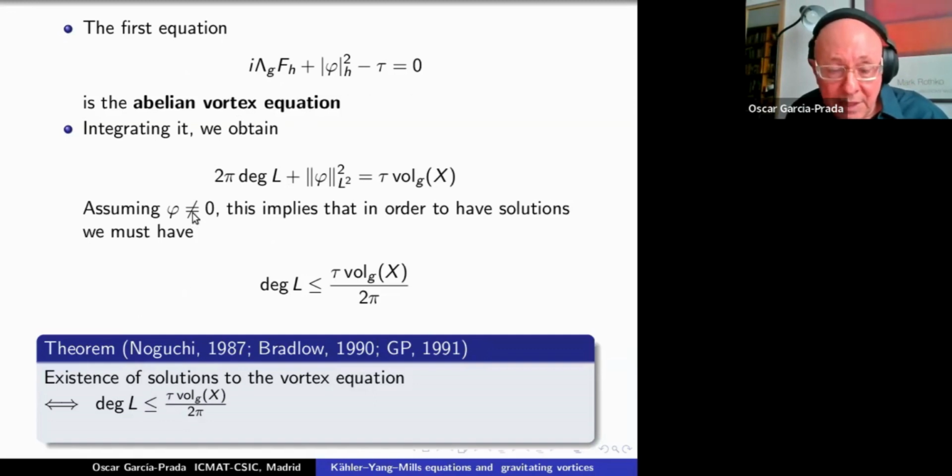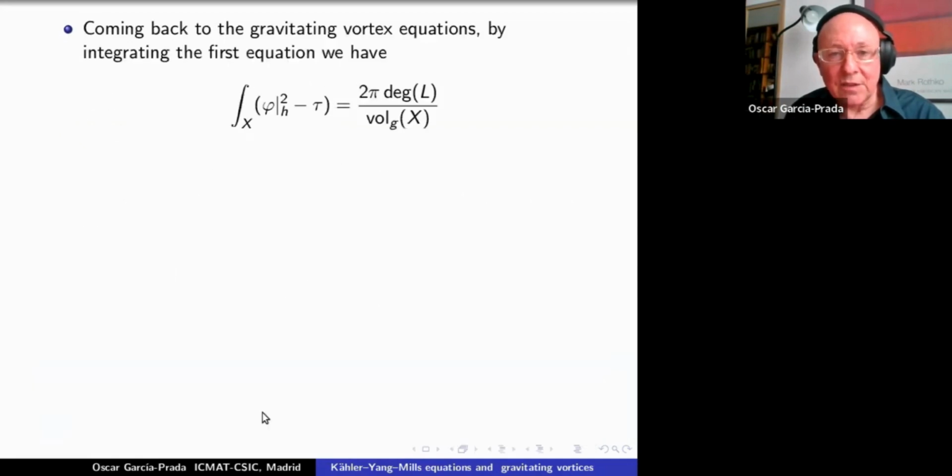And if you want to have solutions where phi is different than zero, then there is a strict bound here. The degree of L has to be strictly smaller, as you can see from this equation, just by integrating that equation. Any questions at this point? Well, if not, let's go on.